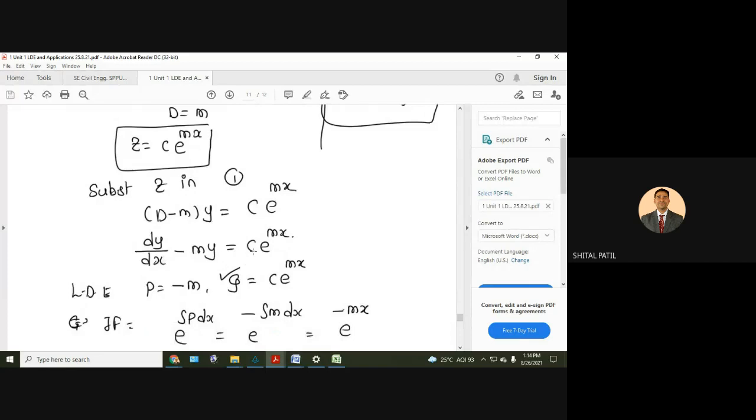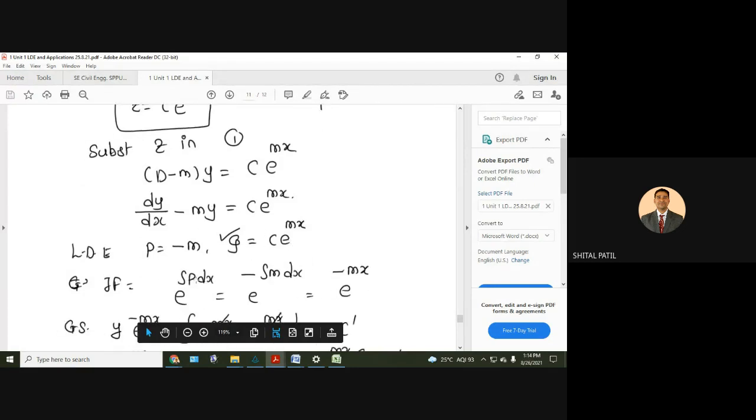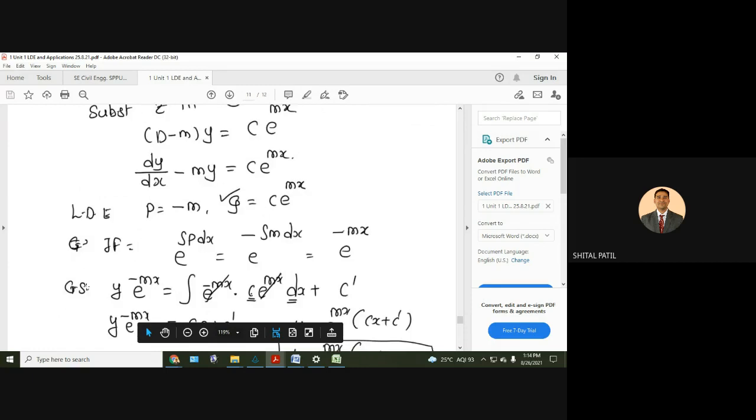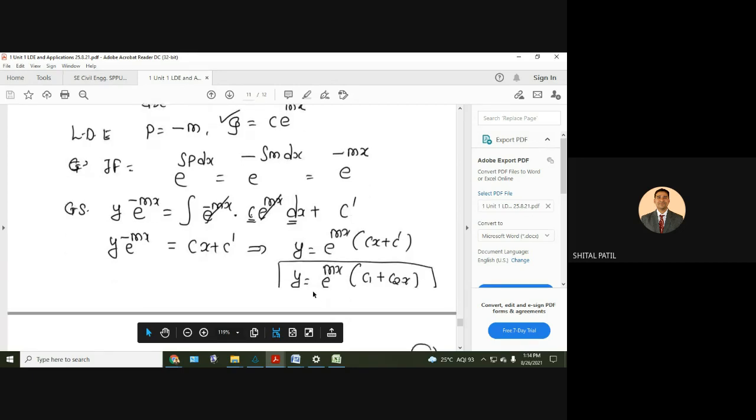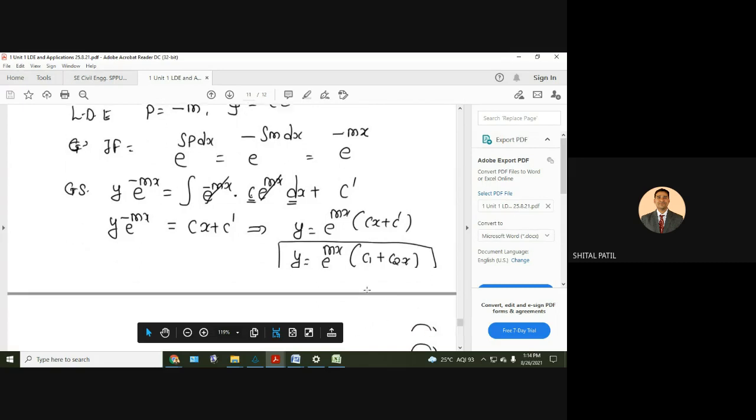Then it is written in our usual form, and it is obtained that it is linear differential equation, okay, where p is minus m and q is c e raised to mx. And then general solution, integrating factor is obtained, and then general solution is y integrating factor equal to integration of integrating factor into q dx plus some constant, say c dash. So y e raised to mx equal to, this is cancelled, cx plus c dash, and the solution is obtained in this way, y equal to e raised to mx c1 plus c2x.